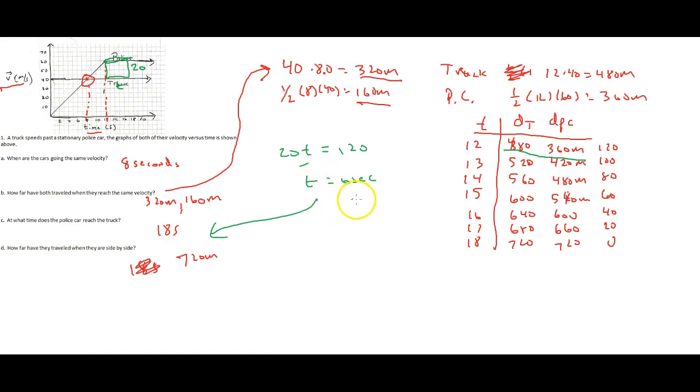You could also say, well, I know the truck's 480 plus it's going to go plus 40 times time. What does that equal to? 360 for the police car plus 60 times its time, now that they're going constant speed. Any of these methods will get you the same answer, including guess and check and keep plotting along until you get the same answer. Any of these are fine.